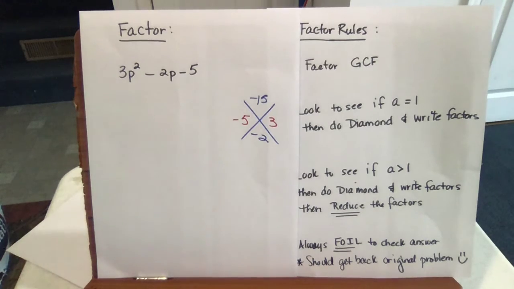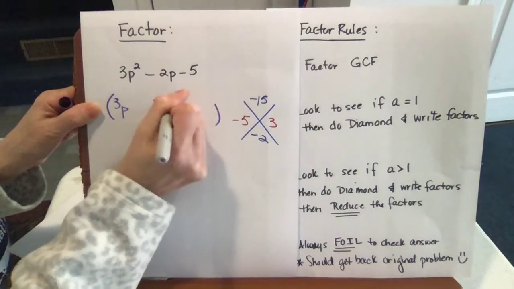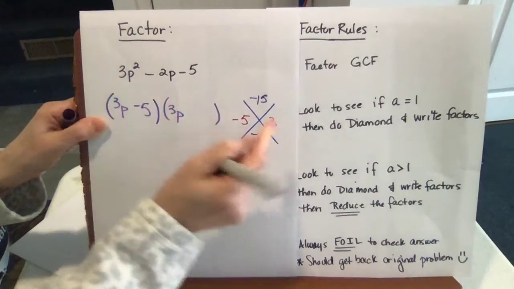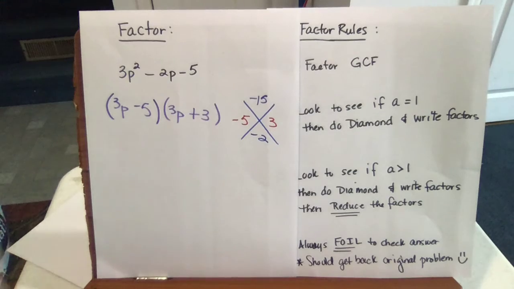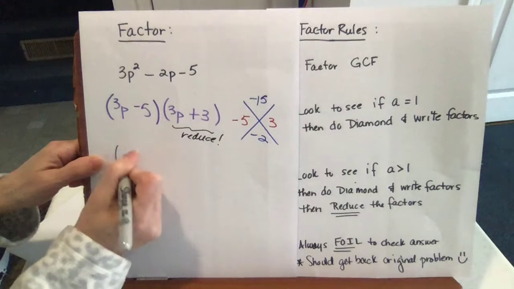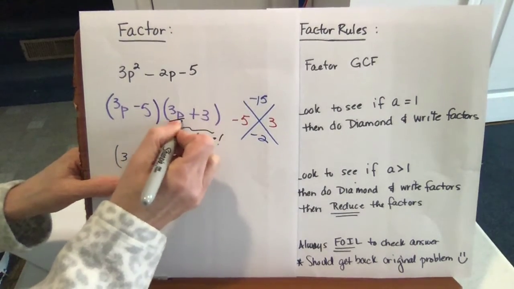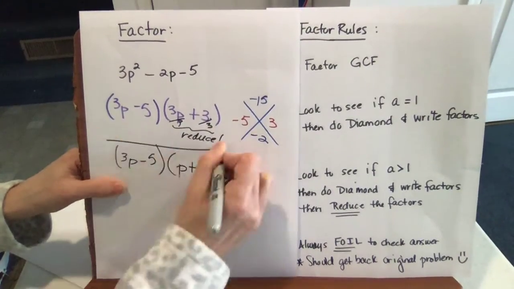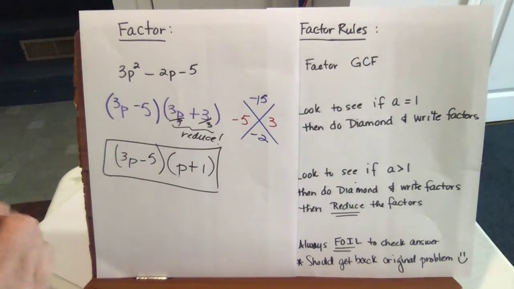All right, now we build our factors. 3p comes from the first term, -5 plus 3. Reduce accordingly, and this one is the one that can be reduced. So 3p minus 5 cannot be reduced, so it comes down. This can be divided by 3 on each, giving us p plus 1. So our answer is 3p minus 5 times the quantity of p plus 1.